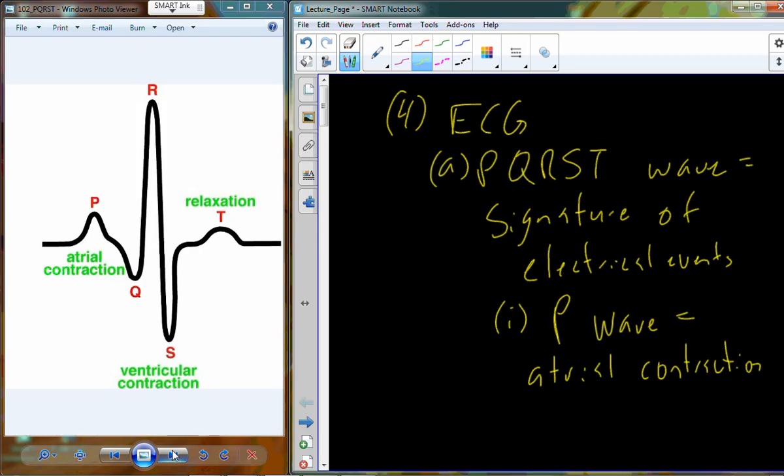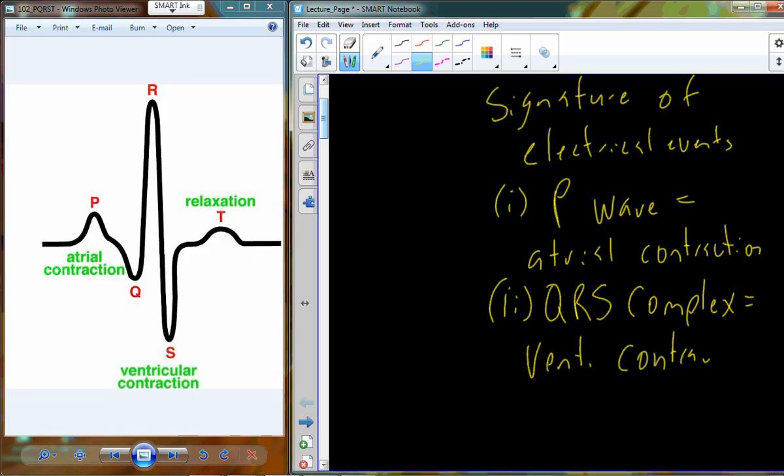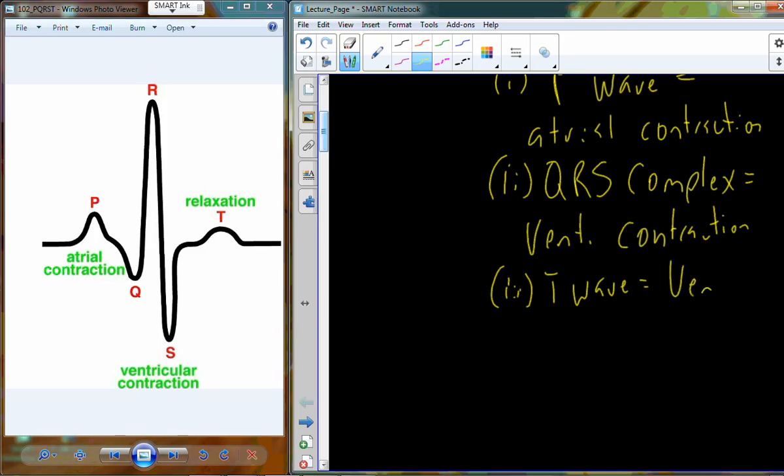The next part is the QRS complex. And the QRS complex occurs during ventricular contraction. So the QRS complex is the electrical activity in the heart during ventricular contraction. And then finally we have this thing called the T wave, this last little bump here. And the T wave is the electrical activity in the heart during ventricular relaxation. So the atria should contract, the ventricles should contract, the ventricles should relax. What about the atria? Should they relax? They should.